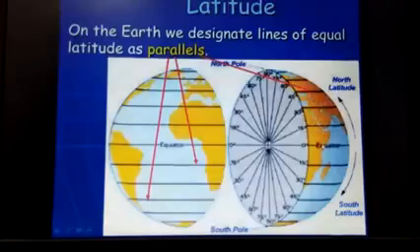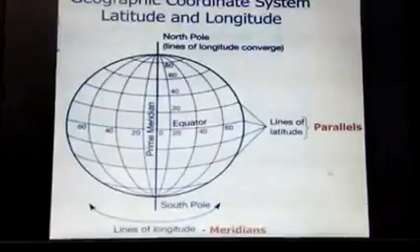And do you know what is parallel? Lines which are above each other in a straight way, where the distance from one line to another line is the same. This is known as parallel. Here all the lines are parallel to each other. So what are lines of parallels? They are known as latitudes.